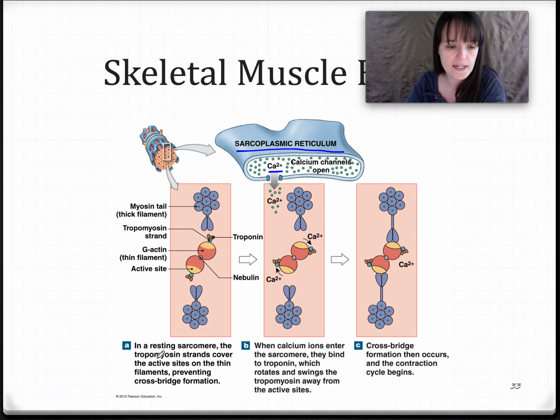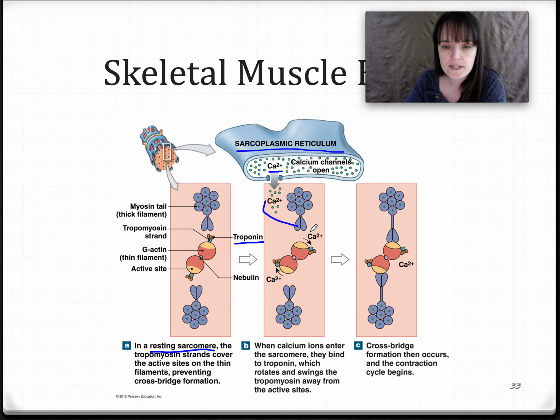So here we are in a resting sarcomere. You've got the myosin with myosin tails. Here's the myosin head. Here's another thick filament over here, thick filament here. Thin filament in the middle. You've got the nebulin core. You've got G-actins attached to either side of the nebulin. Covering the active sites are tropomyosin, and holding the tropomyosin in place is troponin.